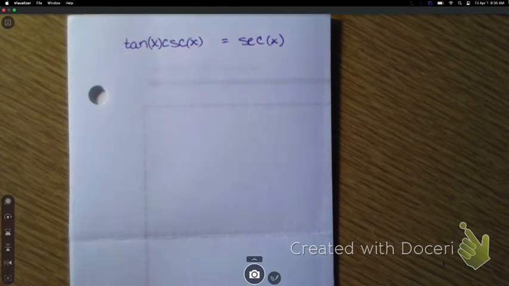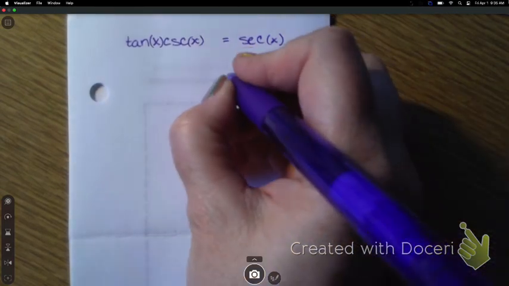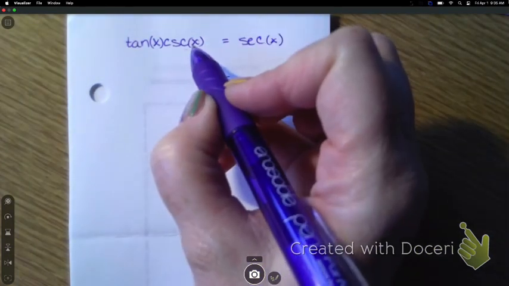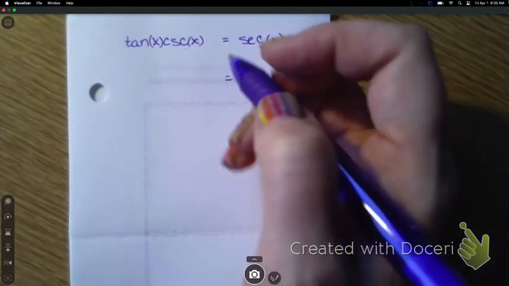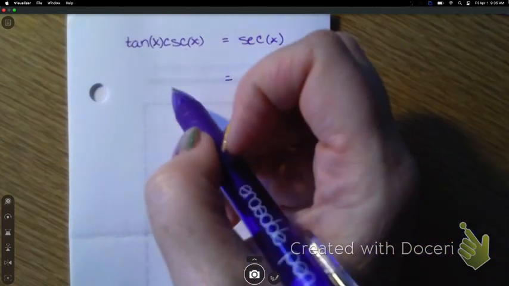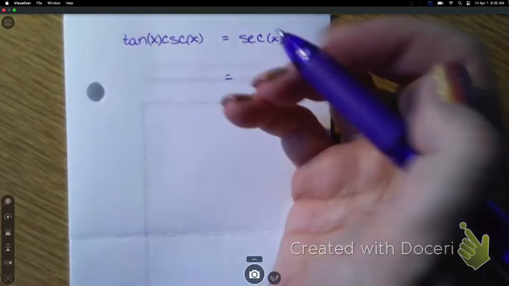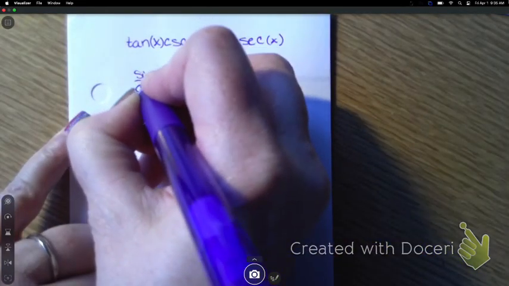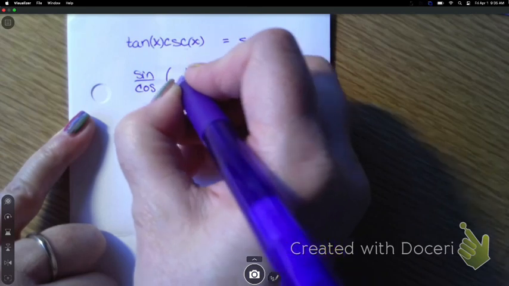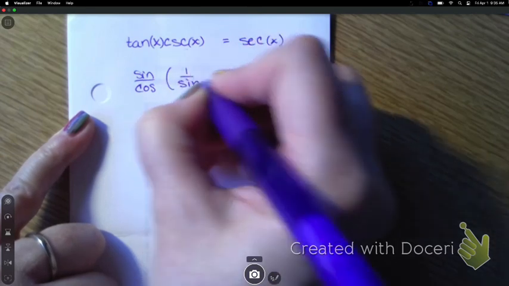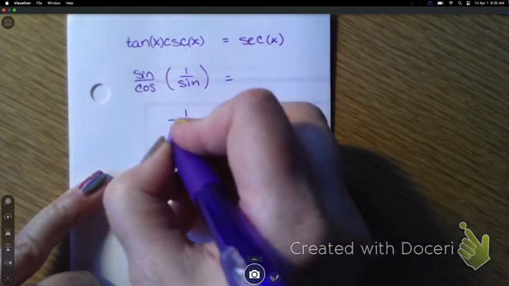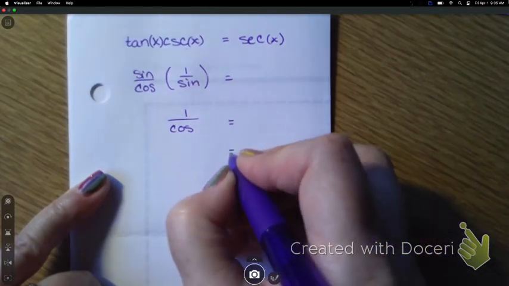Pythagorean, tangent, correct? Tangent would be sine over cosine. Okay, these aren't squared, so I can't use Pythagorean unless I'm going to put square roots in there, and I'm not putting square roots in there. So what would tangent equal? Sine over cosine. And then cosecant would be 1 over sine. And what happens to your sines? They cancel out. They reduce out. So 1 over cosine, which is what? Secant.